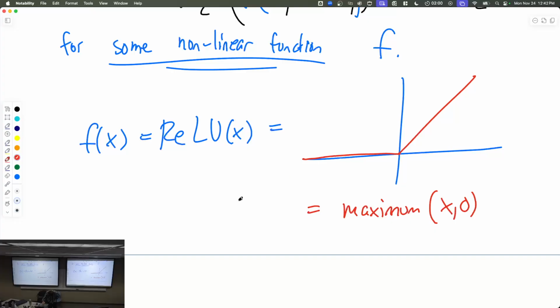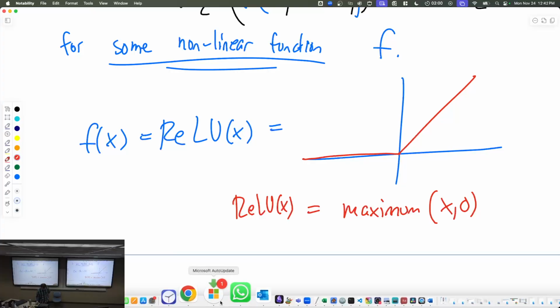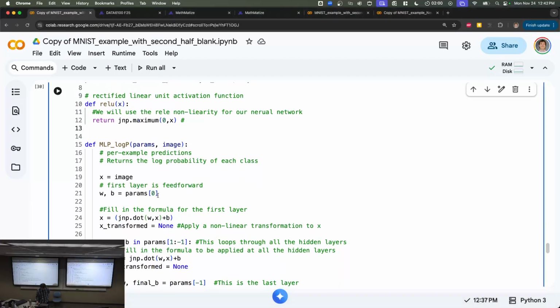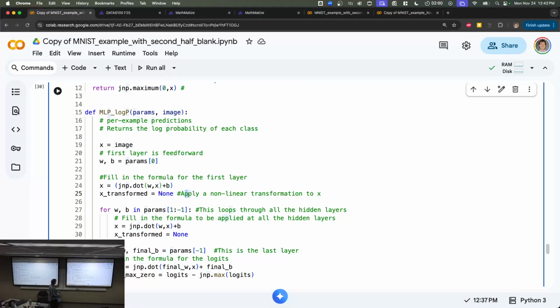So if x is bigger, it's x, and if 0 is bigger, then it's 0. Okay, very nice. And we just apply this function in the hidden layers of our network. So after we do one computation, before we go into the next layer, we transform it by applying ReLU. So we just do ReLU of x.